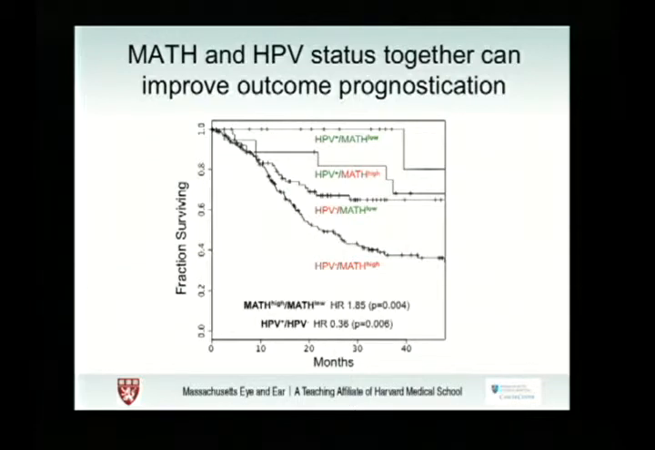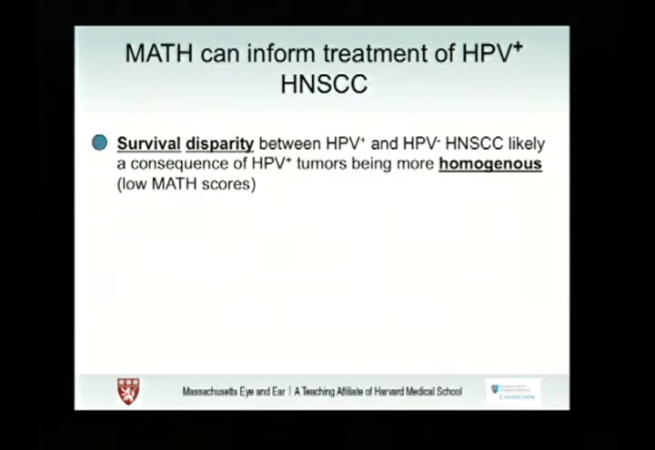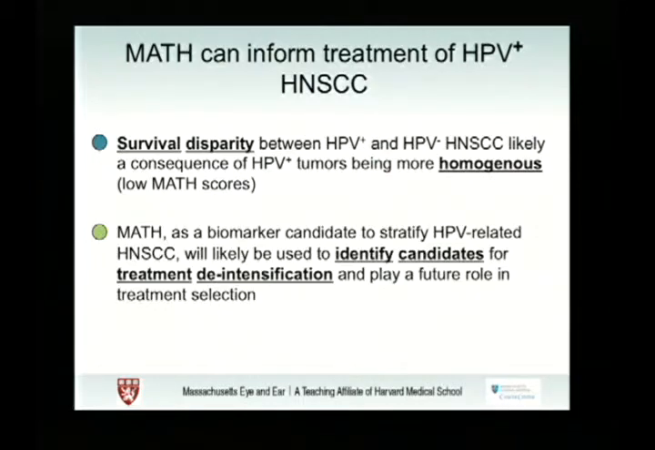Next slide. And so you can see these hazard ratios. Next slide. So we've shown here in the data I showed before, the survival disparity is likely that the HPV positives are much more homogeneous than the HPV negatives. And in fact, when you look at HPV-positive tumors that are heterogeneous, they don't do so well. And MATH is likely a good biomarker candidate to stratify HPV-related head and neck cancers, and HPV-positive with low MATH might be great candidates for de-intensification. They just need to be sequenced beforehand.